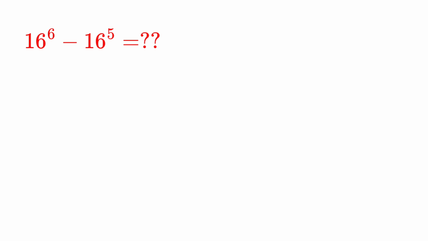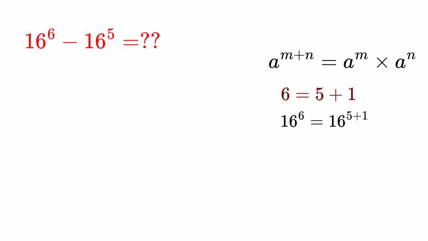It states that if we have a power m plus n, we can write it as a power m into a power n. Now apply it to 16 power 6. We want to break down 16 power 6 in a way that helps us factor our original expression. Notice that 6 equals 5 plus 1, so we can write 16 to the power of 6 equals 16 to the power of 5 plus 1. By using the exponential law, this becomes 16 power 5 plus 1 equals 16 power 5 into 16 power 1.